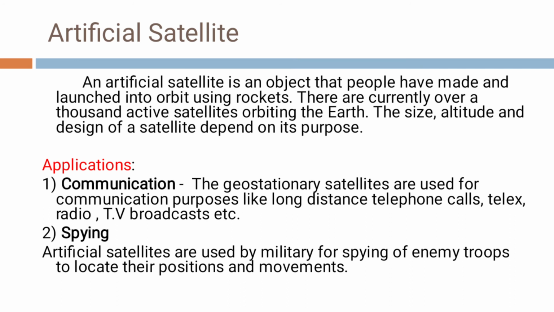At last, artificial satellite. An artificial satellite and its uses. An artificial satellite is an object that people may have made and launched into orbit using rockets. That's why it is called an artificial satellite. There are currently over 1,000 active satellites orbiting the Earth. The size, altitude, and design of a satellite depend on its purpose.